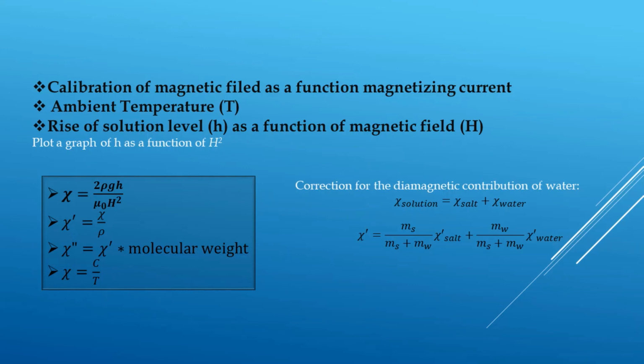So from here, if we know the value of chi prime water, that is the mass susceptibility of the water, it has a very standard value, right? If we put chi prime in this place, and we know the values of ms and mw, we can calculate, and then putting the value of chi prime water, we can have the value of chi prime salt. So this correction should be incorporated with the results.